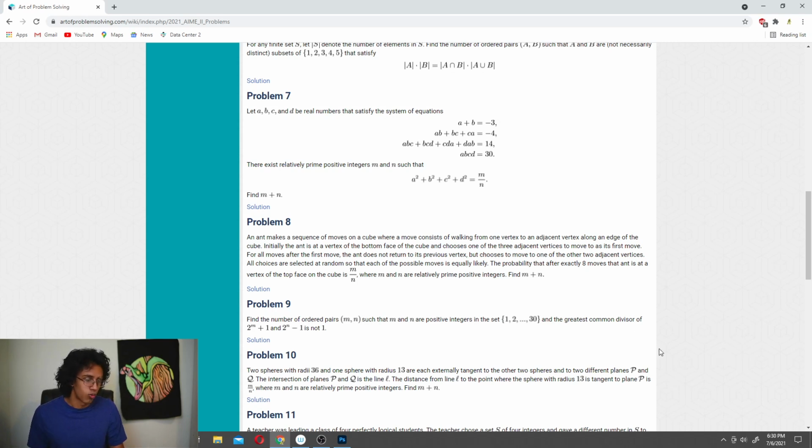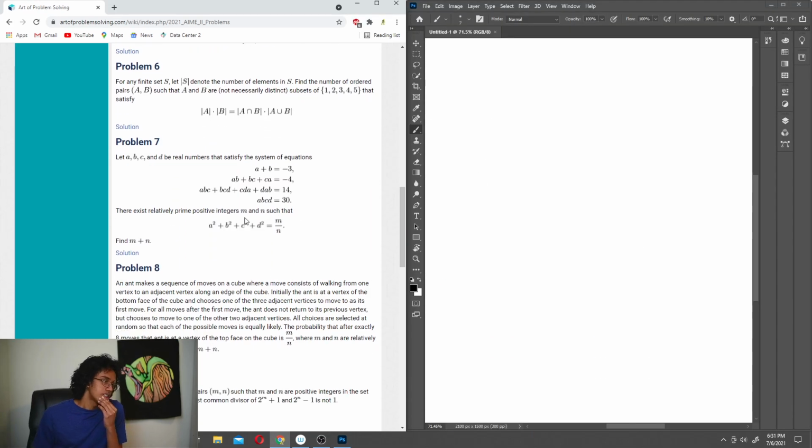Okay, so we're going to start with problem 7, that's where we left off, and let's get into it. Let A, B, C, D, we already read this one last time, but I will read it again because I completely forgot what it was. They satisfy the system of equations A plus B is equal to negative 3, AB plus BC plus CA is equal to negative 4, and so on. And there exists, okay, so we basically need to find this value for them.